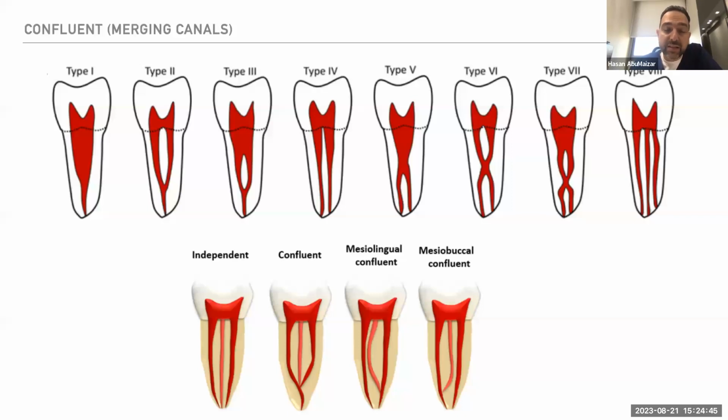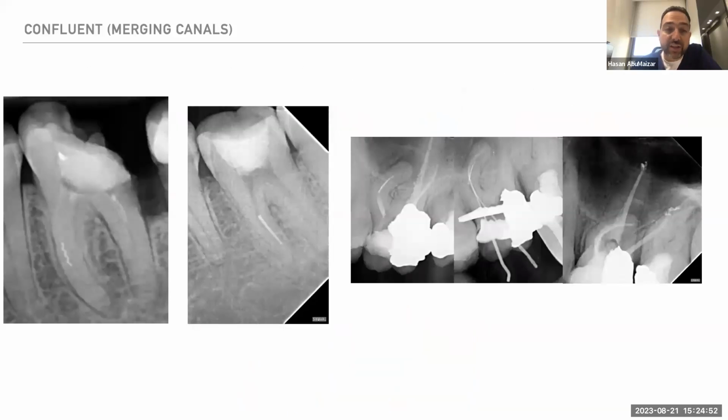The problem with confluent canals is, if you don't know beforehand about them, you might end up fracturing a file at the merge. So this is basically why you should know about it before you start cleaning and shaping. This is the main reason.